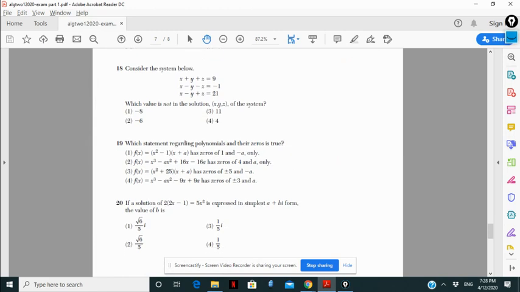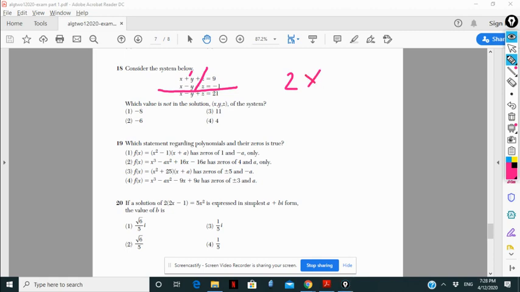Question number 18. Consider the system of equations. First I'm going to add these two. So I cancel the y, and 2x equals 8. So x equals 4. Now I'm going to change the equations, plugging in 4.